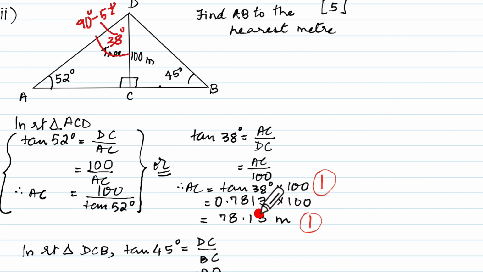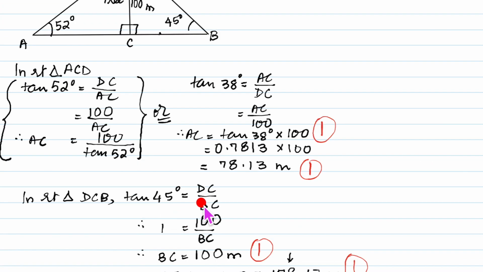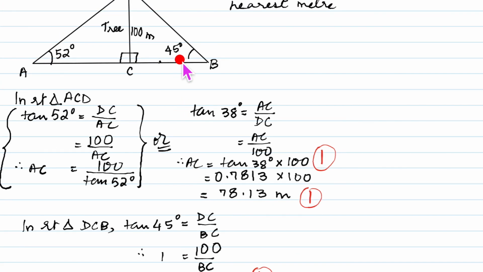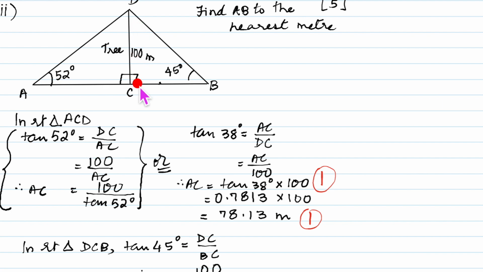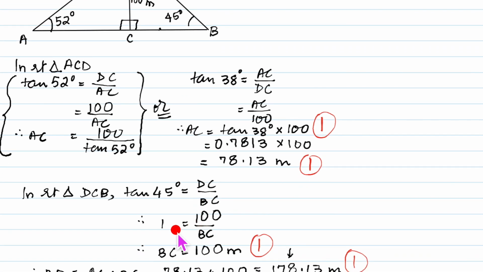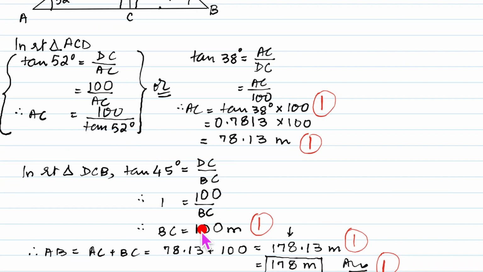So this becomes our AC, but we want AB also. So we have to go for the second triangle. In right triangle DCB, tan 45 degrees is going to be DC upon BC, and tan 45 is 1. So we just write 1 is equal to DC, here is 100, upon BC. So BC will be 100 meters.